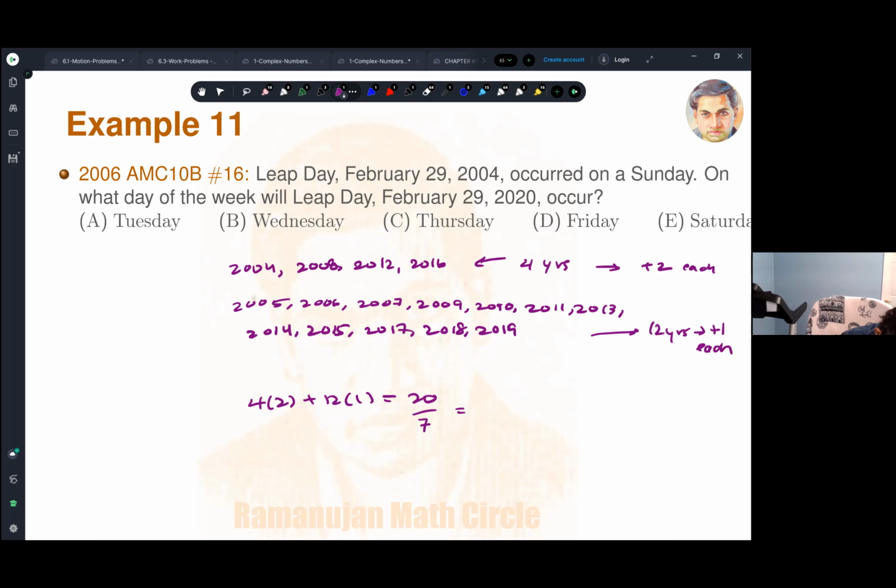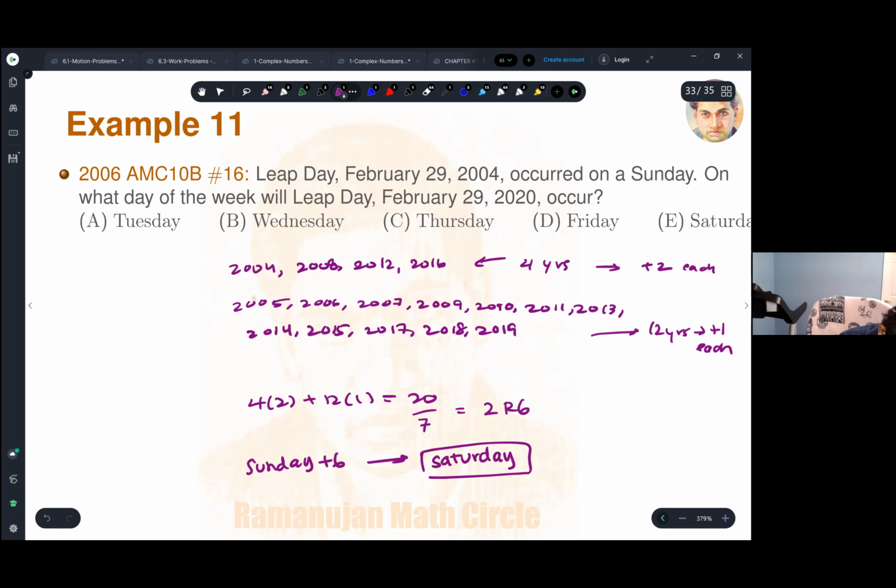And you get that it's 2 remainder 6. So that means if it occurred on a Sunday, you add 6 days to it, so that becomes Saturday. So February 29th, 2020 will be on a Saturday.